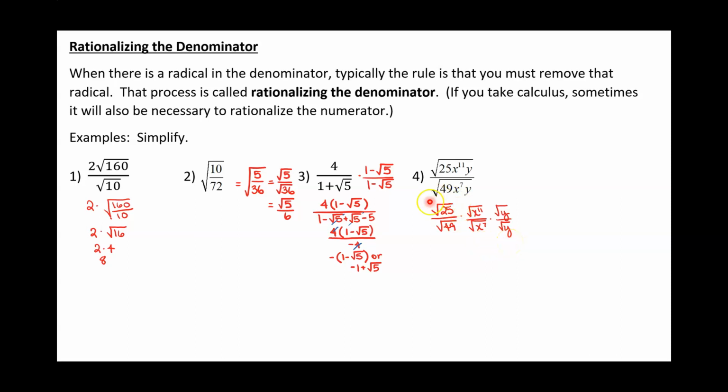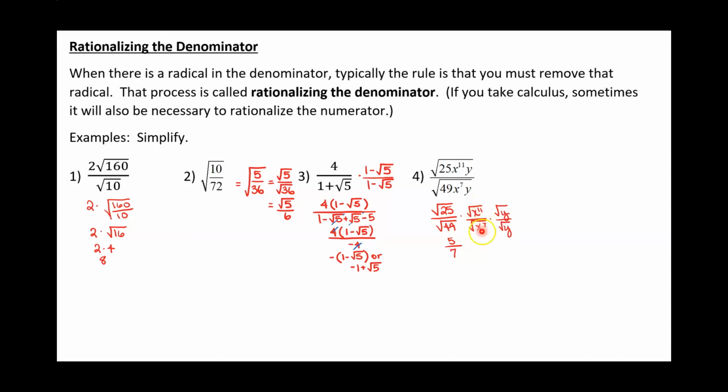All right, so looking at this first piece right here, I don't want to combine this under a single radical because I can simplify it as it is. Like, what's the square root of 25? Well, it's 5. What's the square root of 49? It's 7. But for this next piece, I don't know what the square root of x to the 11th is. I don't know what the square root of x to the 7th is. Those aren't perfect squares. And so in this case, I am going to use my quotient rule, and I'm going to combine those under a single radical.